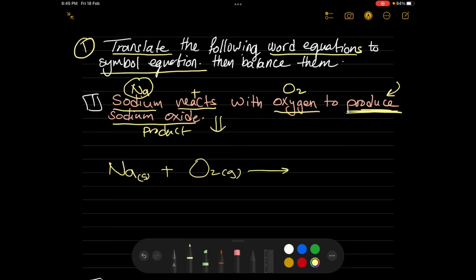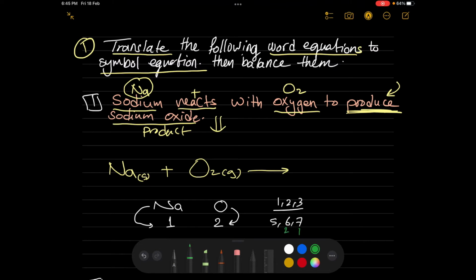It produces what? Sodium oxide. How to write sodium oxide? We just remember that you have to say Na, and we have O. Oxygen is an element in group number 6, and that's why it gains 2 electrons. Sodium is an element in group number 1, and that's why it loses 1 electron. Just recall that if you have an element in group 1, 2, or 3, it will lose electrons. If it's in group 5, 6, or 7, then it will gain. For 7, it will gain 1.